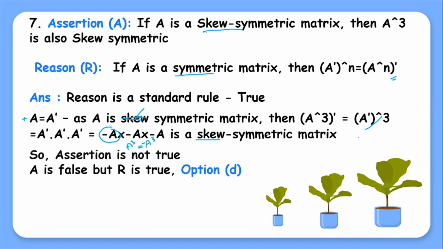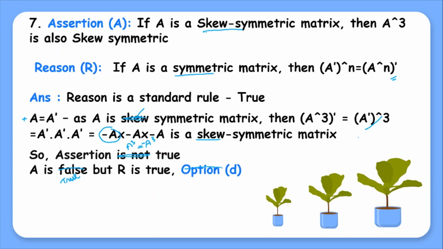Minus A, it is correct only. So the assertion is also true. Both A and R are true. A is also true because it is particularly given a cube. That is why it remains as minus. Minus means skew symmetric. Both are true.